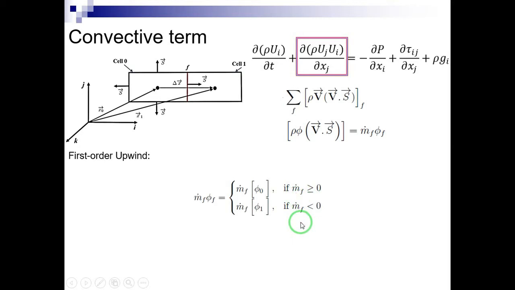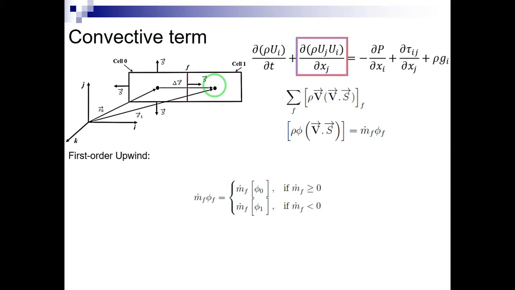In other words, when the flow is in the direction of the positive x-axis, the value of phi at the face f is exactly the value of phi at cell 0. Okay. On the other hand, when the flow is in the direction of the negative x-axis, the face value f is equal to the cell 1 value. Okay. It is in fact equivalent to using a forward or backward differencing scheme.